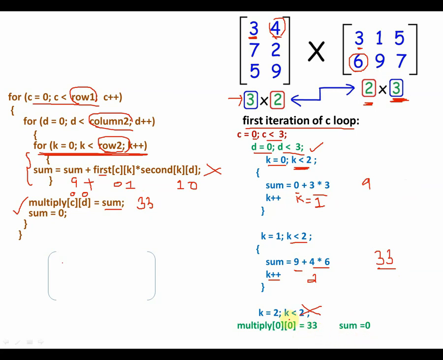After that, sum is again initialized to 0, because we have to do the next summation, the next product and sum we have to find. For that reason, we have to initialize it to 0. Then D will get incremented because you are exiting out from the D loop. So D will be now 1. As you see, I have written over here, D is now 1.